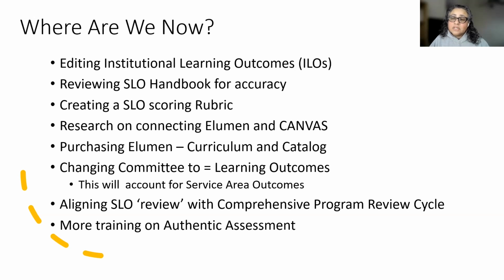We're also researching the purchase of eLumen for curriculum and catalog. And we have had conversations on campus about changing the committee to just a learning outcomes committee. And then we're trying to align SLO review with comprehensive program review. In our handbook, we said we would look at every SLO once it came up for program review, but we're in the middle of doing a 3-year comprehensive program review and annual program reviews. And that just got implemented this semester. So a lot of our SLOs haven't been looked at for a few years, and that's something that I'm trying to catch up on for accreditation.